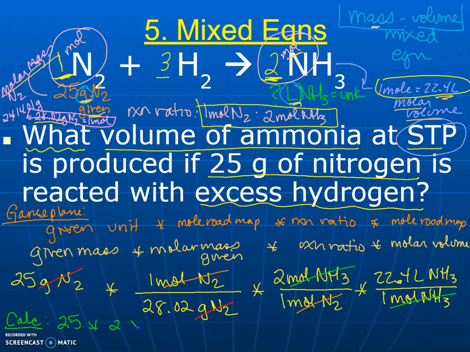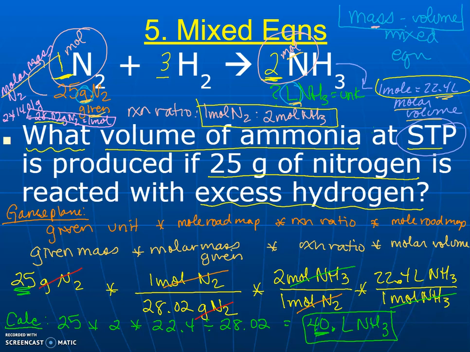25 times 2 times 22.4 divided by 28.02 divided by 1 is the same, and we end up getting 40 liters of NH3. That is our answer. This has 2 sig figs. If I put my decimal point right here, my answer has 2 sig figs.